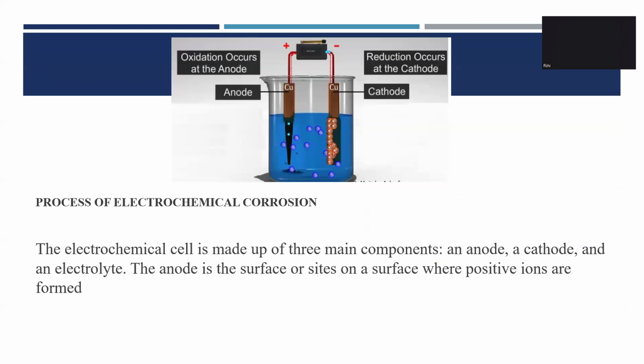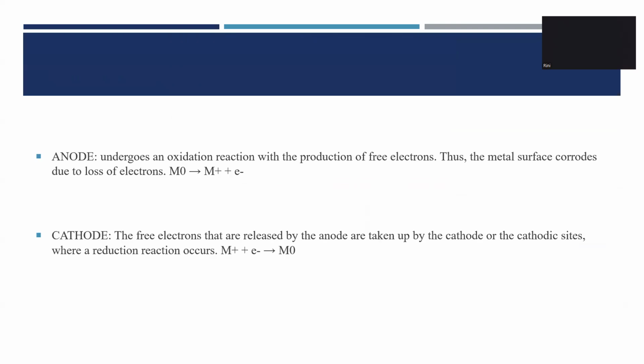So, the process of electrochemical corrosion: electrochemical corrosion needs an electrochemical cell, and this electrochemical cell, as we can see in the picture, is made up of three main components. It's an anode, cathode, and an electrolyte. The anode, as we all know, is the surface or sites on a surface where the positive ions are formed. The anode undergoes an oxidation reaction with the production of free electrons. Thus, the metal surface corrodes due to the loss of electrons.